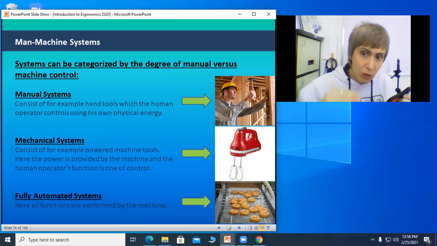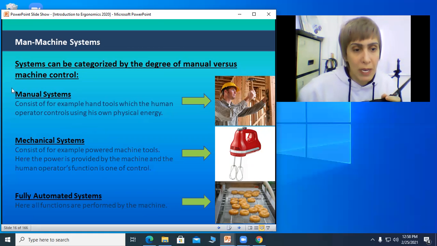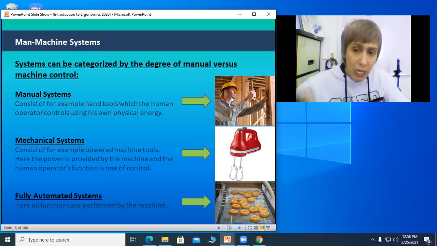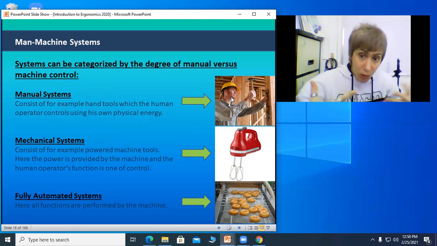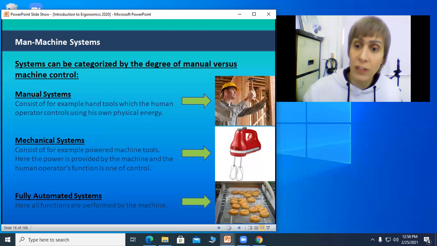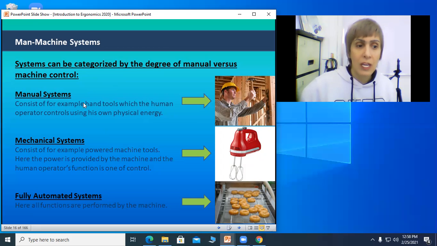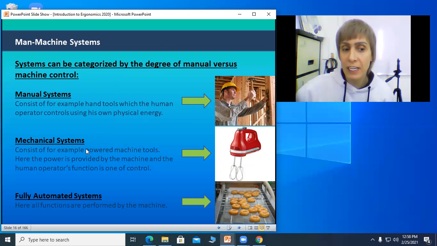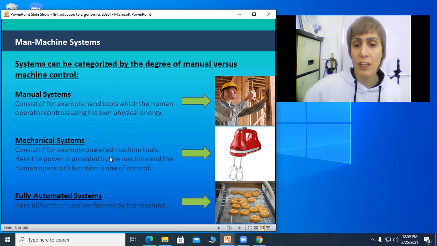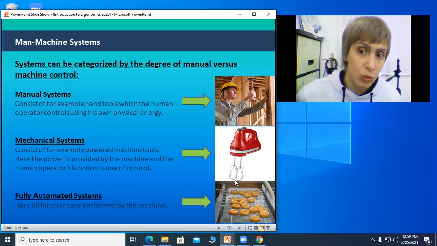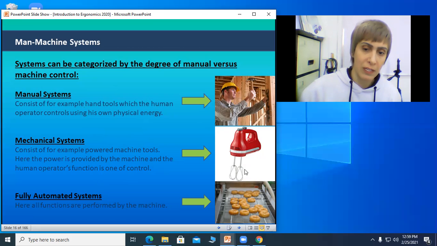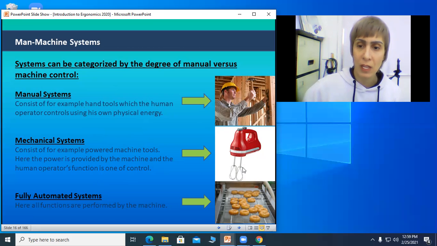We can categorize systems in this way. The manual systems consist of simple hand tools, as you can see from the picture. So you have to use your hand manually, your body, to do the task. So this is a system here, the worker with the tool, manual system. Now, when we talk about mechanical systems, these include powered tools, like, for example, this mixer in the kitchen.